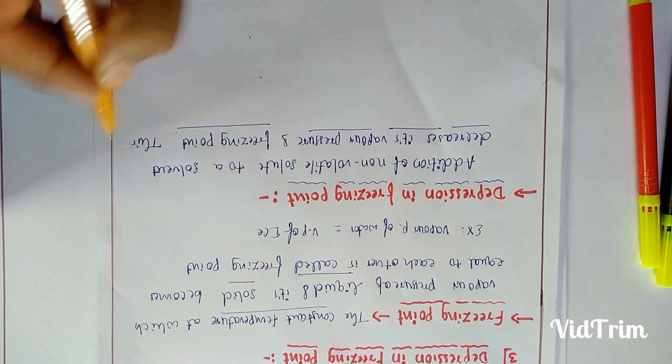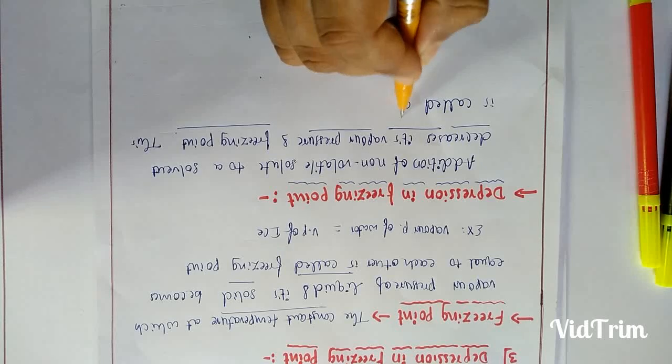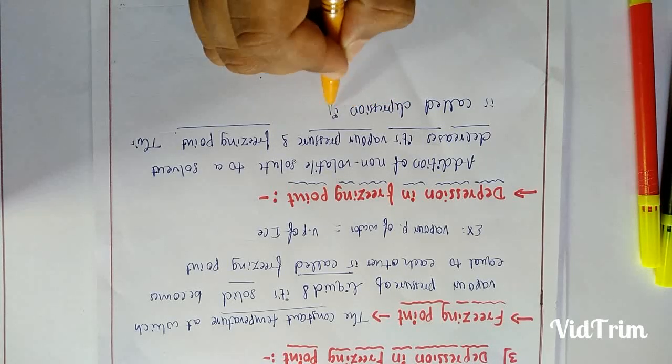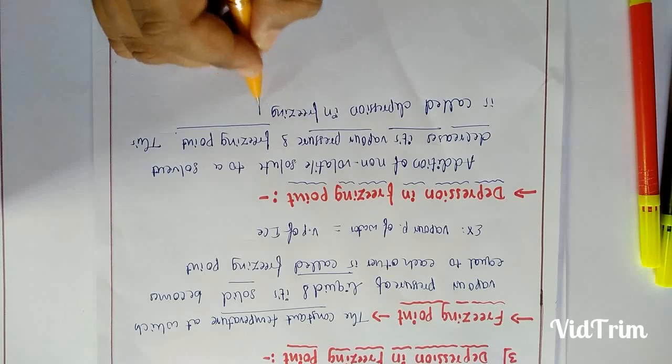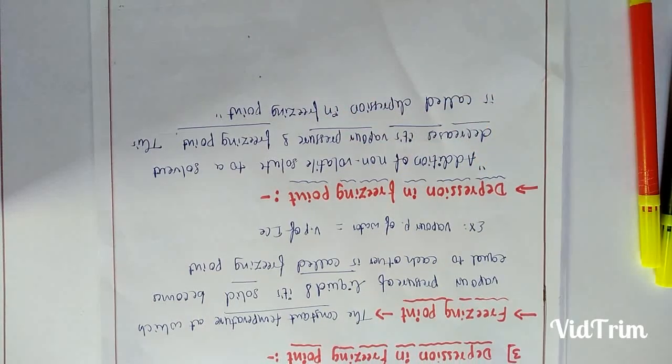Okay students, this is the definition of depression in freezing point. Addition of a non-volatile solute to a solvent decreases its vapor pressure and decreases its freezing point. This is called depression in freezing point.